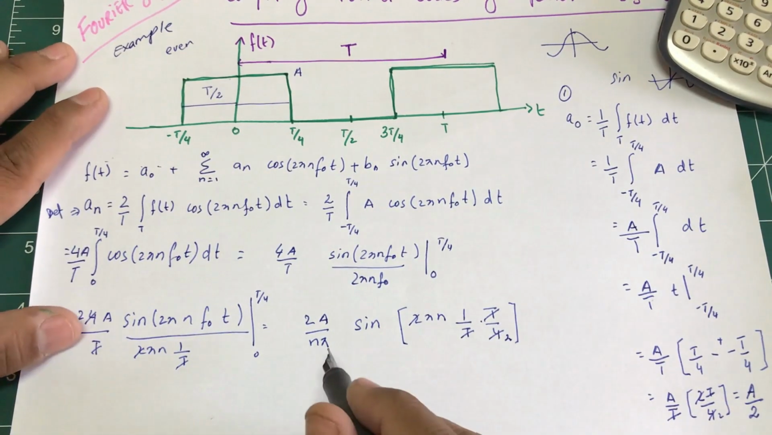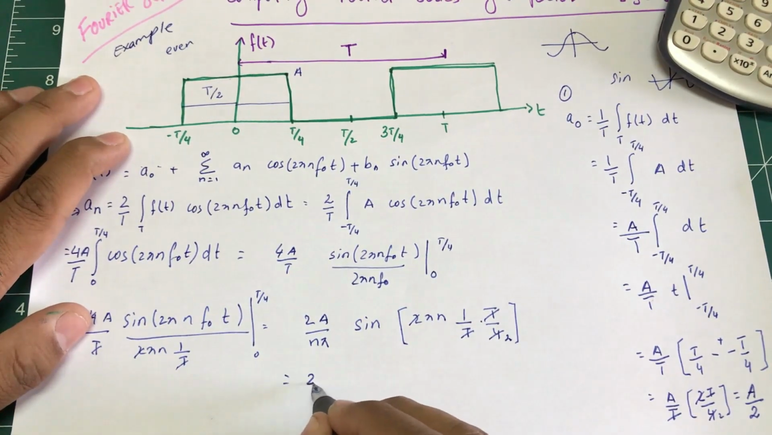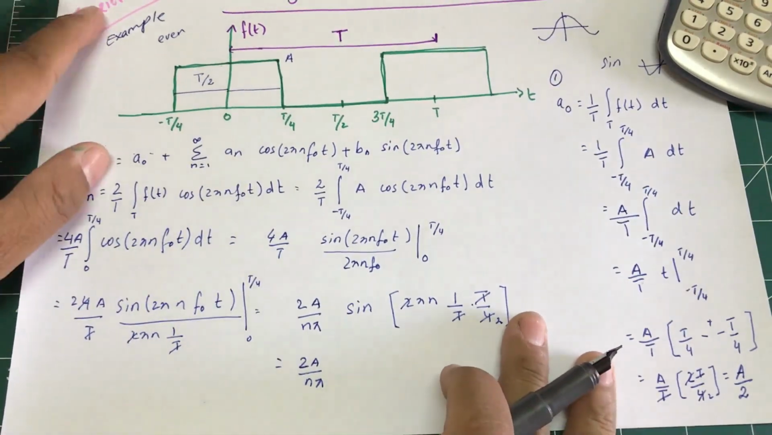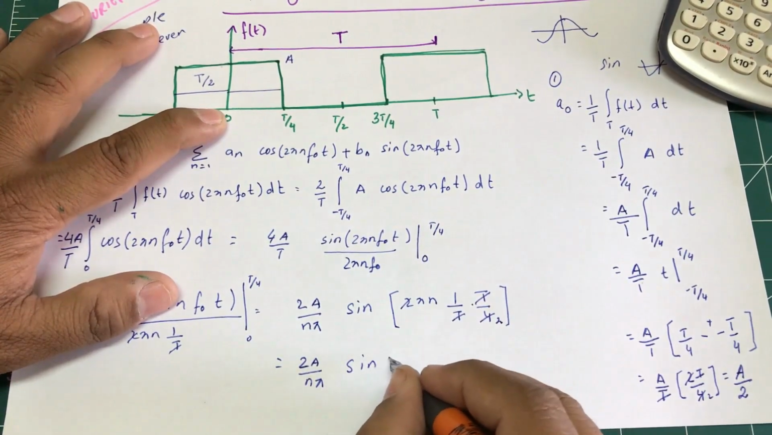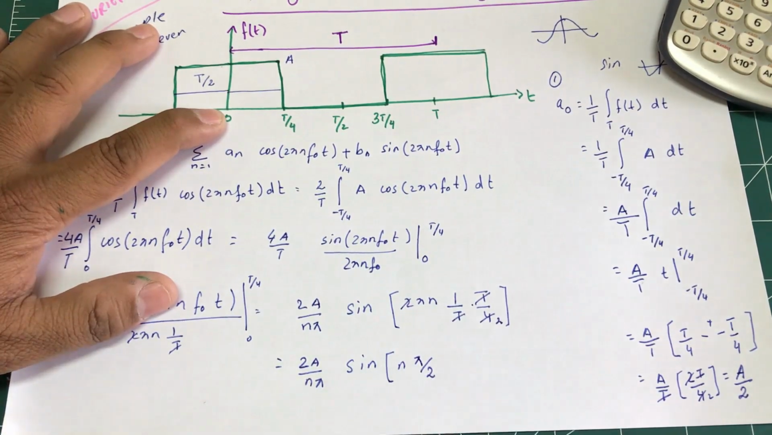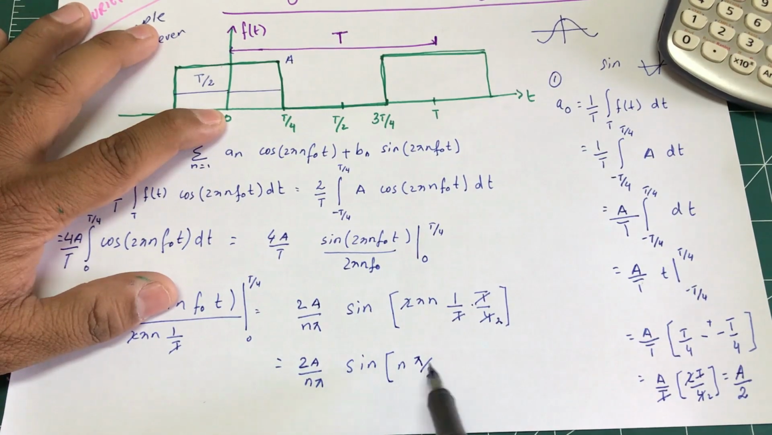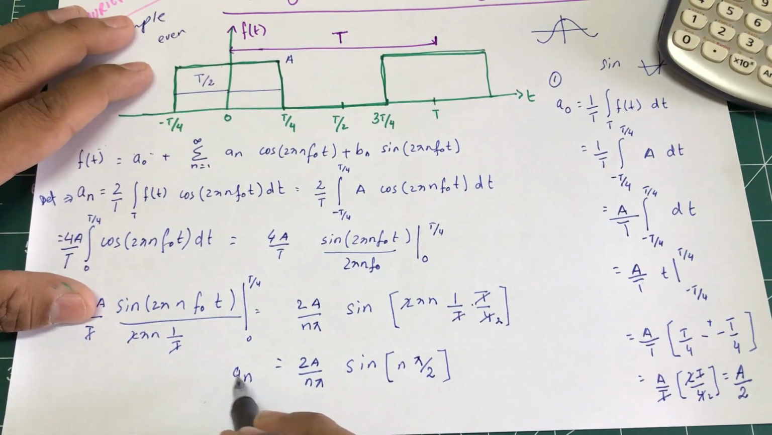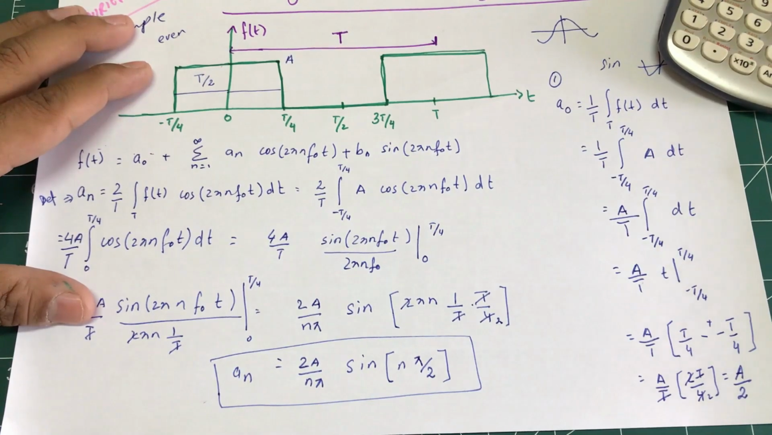So this whole thing would turn out to be something really nice, which is going to be 2a over n pi sine n pi by 2. I hope you're seeing this. On the bottom I'm left with 2 and n pi by 2. This is the value of my an. All right? This is the value of my an.